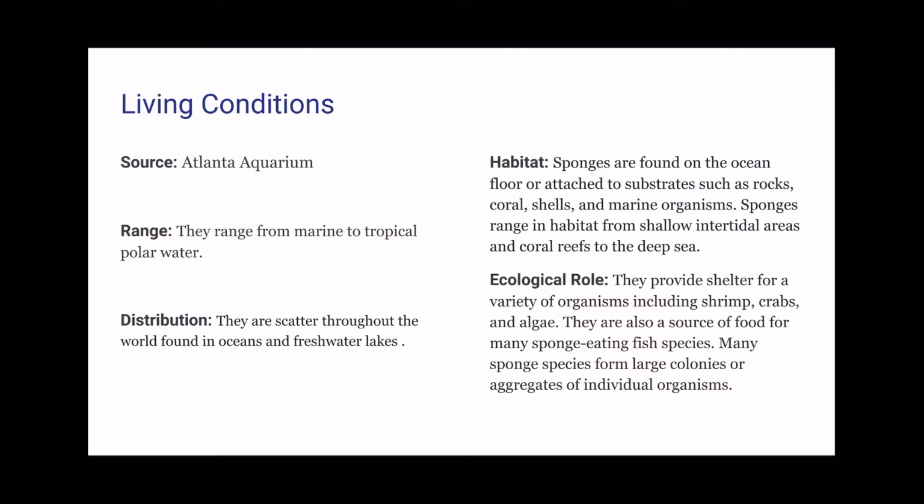The ecological role. They provide shelter for a variety of organisms, including shrimp, crabs, and algae. They are also a source of food for many sponge-eating fish species. Many sponge species form large colonies or aggregates of individual organisms.